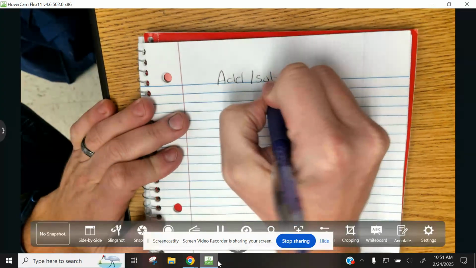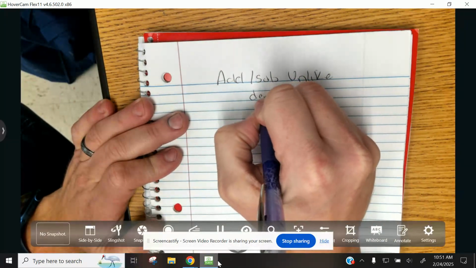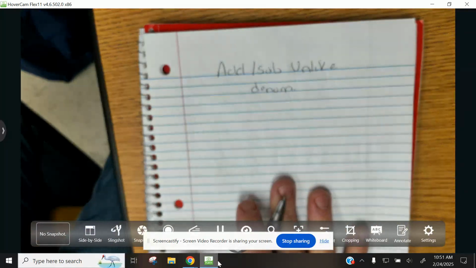We've talked about it in class, so hopefully it's helping us out a little bit. Okay, so here we go. Adding and subtracting unlike denominators.